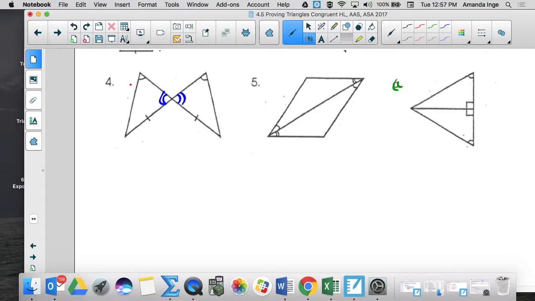All right. So we have an angle, and a side. Angle, angle, side. What do we know about this side? Bisect. No, it doesn't bisect it. We know that that side is in both of those triangles, don't we? Yeah. All right, so we have an angle, a side, and an angle.